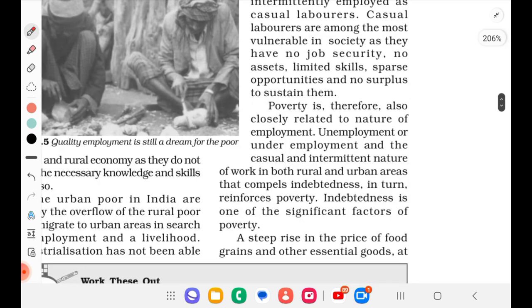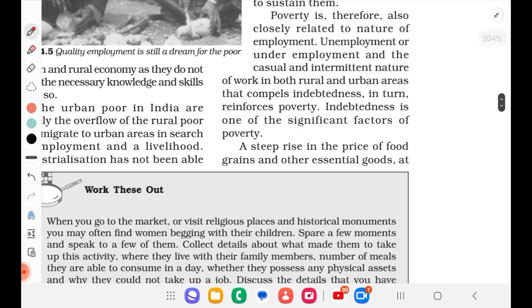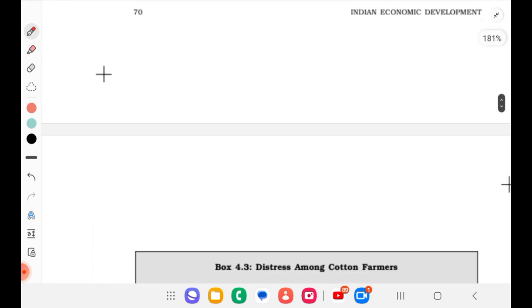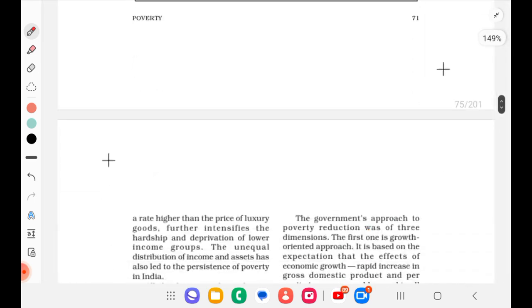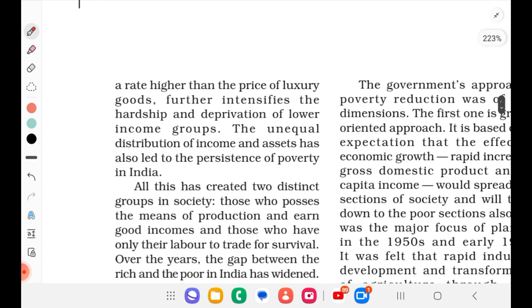Poverty is therefore also closely related to nature of employment, unemployment or underemployment, and the casual and intermittent nature of work in both rural and urban areas that compels indebtedness, which in turn reinforces poverty. Indebtedness is one of the significant factors of poverty. A steep rise in price of food, grains and other essential goods at the rate higher than price of luxury goods further intensifies the hardship and deprivation of lower income groups.